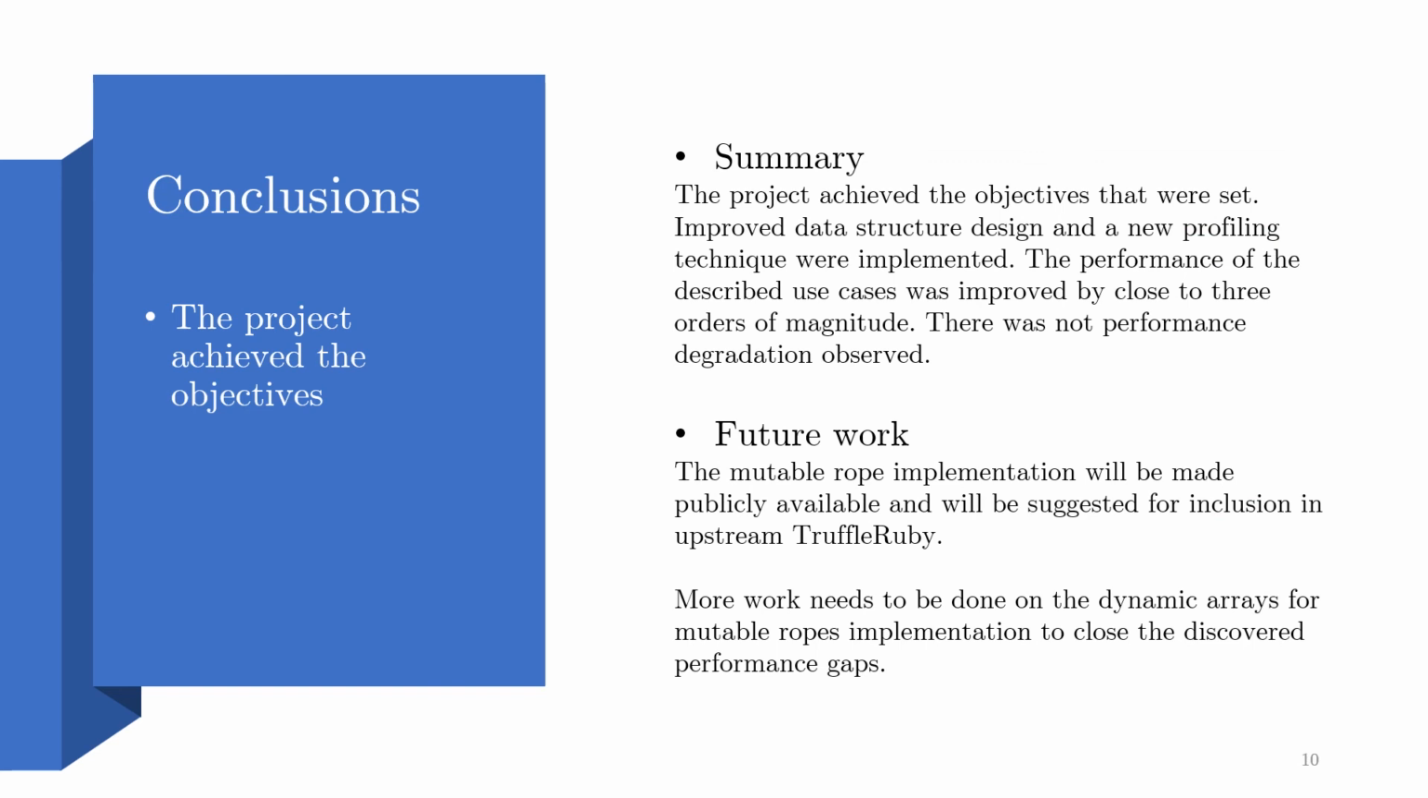In summary, the project achieved the objectives that were set. Improved data structure design and the new profiling technique were implemented. The performance of the described use cases was improved by close to 3 orders of magnitude. There was no performance degradation observed. The mutable rope implementation will be made publicly available and will be suggested for inclusion in the upstream TruffleRuby. More work needs to be done on the dynamic arrays for mutable ropes implementation to close the discovered performance gaps.